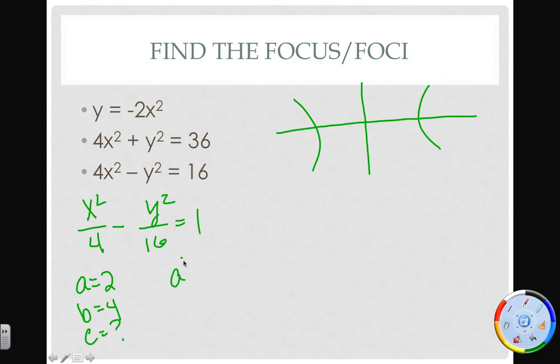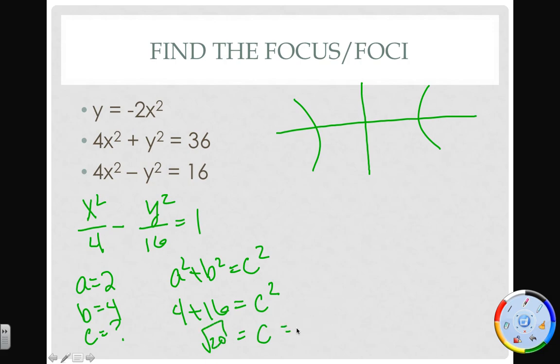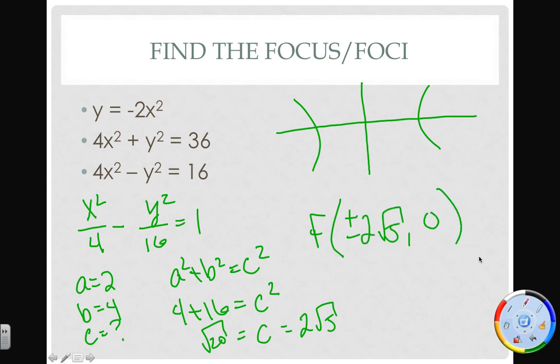And I know that A squared plus B squared equals C squared. So I get 4 plus 16 equals C squared. C is radical 20, which is actually 2 root 5. Man, how simple are these? All right, so my focal points are plus and minus 2 radical 5, comma 0.